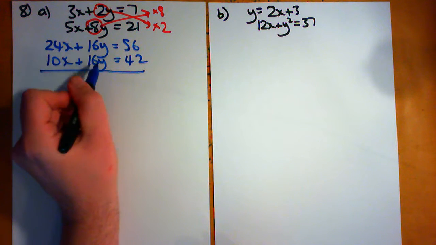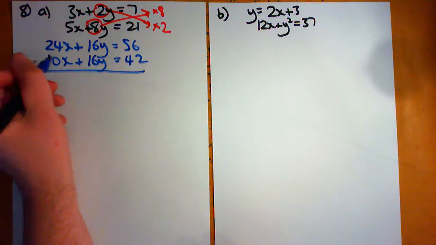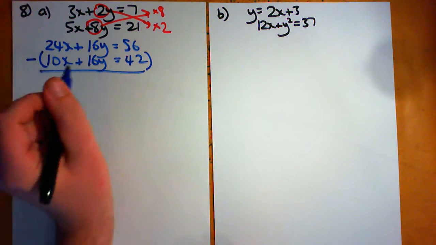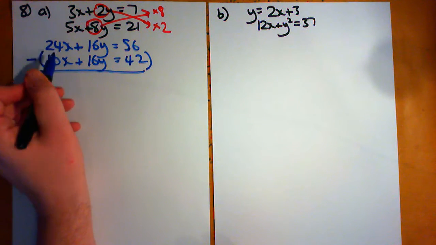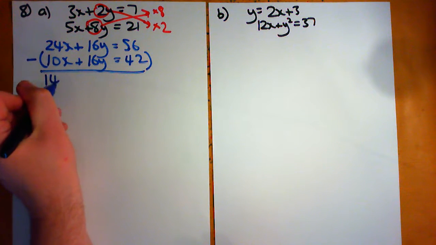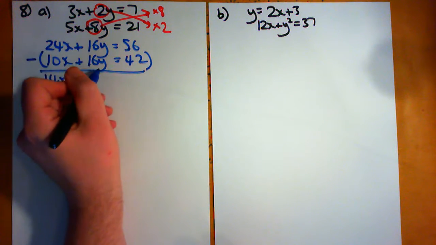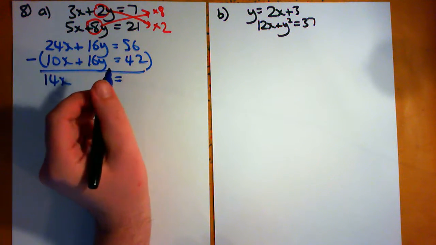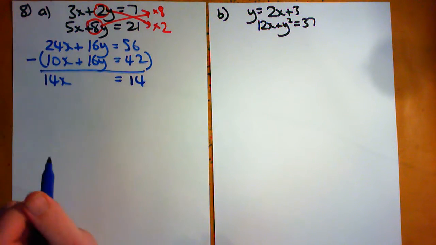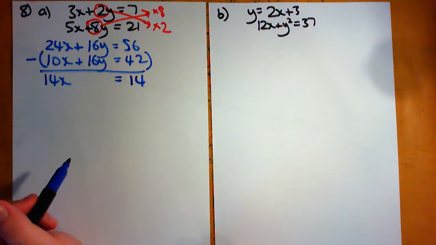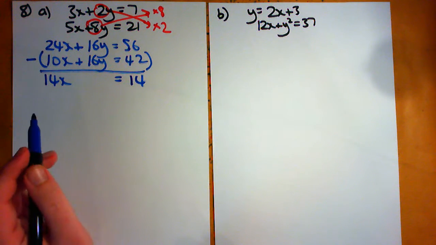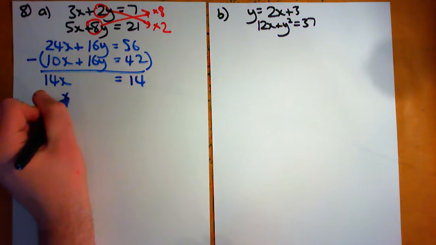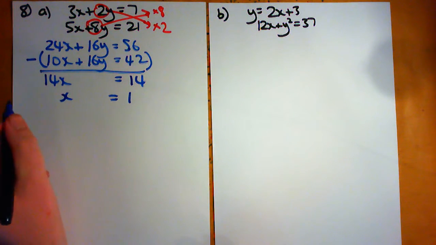Now we want to cancel out these 16y terms, and the signs of the y terms are the same. That means we'll subtract them. 24x minus 10x is 14x. 16y minus 16y is 0. And then we've got 56 minus 42, which is 14. So there's our equation that only involves x, and we can divide through by 14 to get x equals 1.